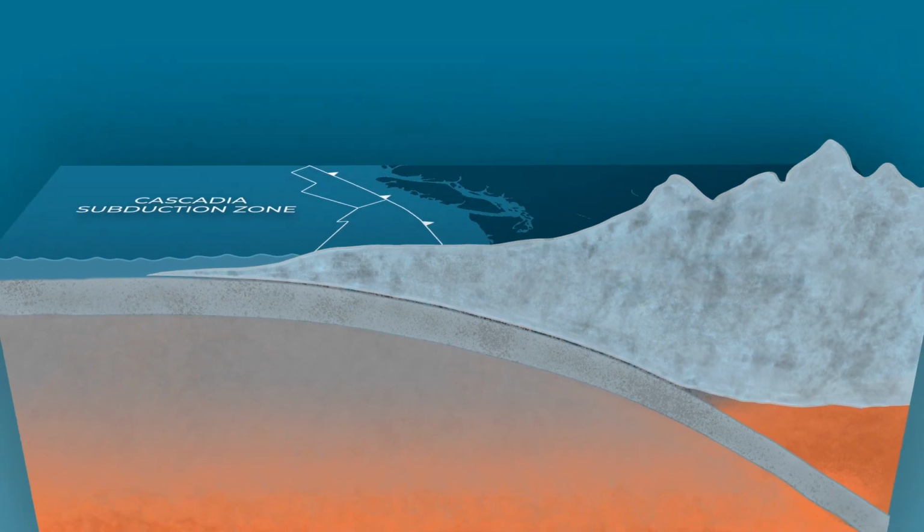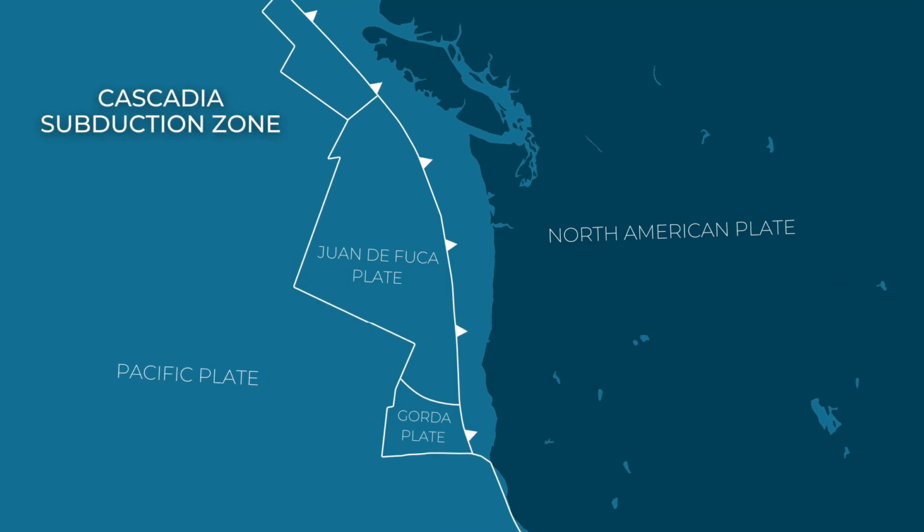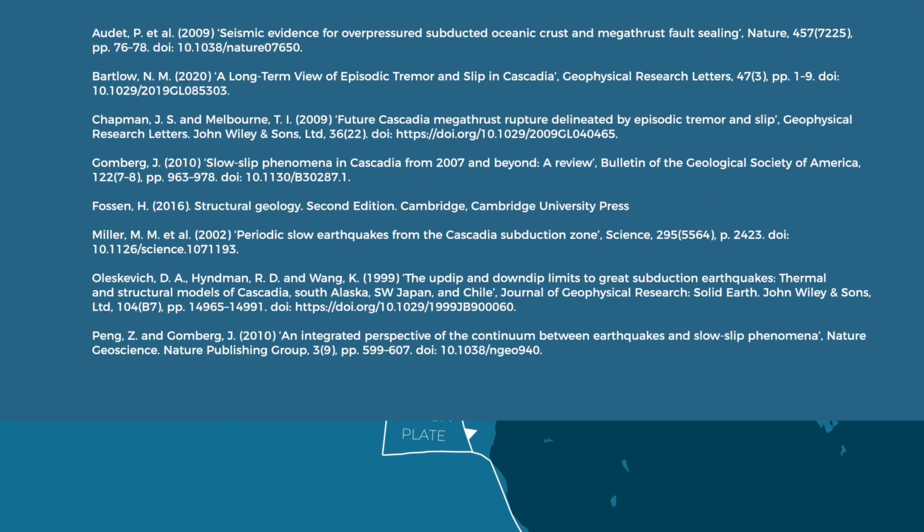Strain energy dissipation within the Cascadia subduction zone is key to this, and an increased understanding may even help to predict the next megathrust earthquake.